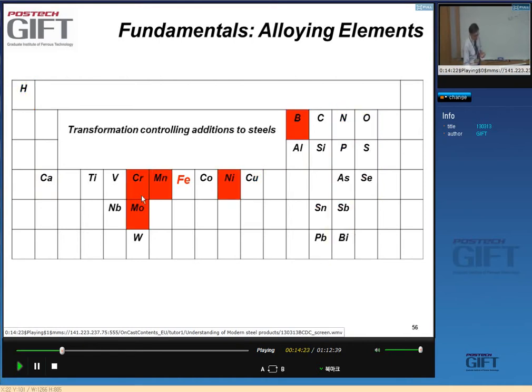There are elements which we add to control the transformation. You remember we have a high temperature form of iron, which we call austenite, and a low temperature one, which we call ferrite. This transformation is very important to generate a very wide variety of microstructures in steels. And there are elements which we call hardening elements, which allow us to slow down this transformation. The most important ones are boron, nickel, manganese, chrome, and moly.